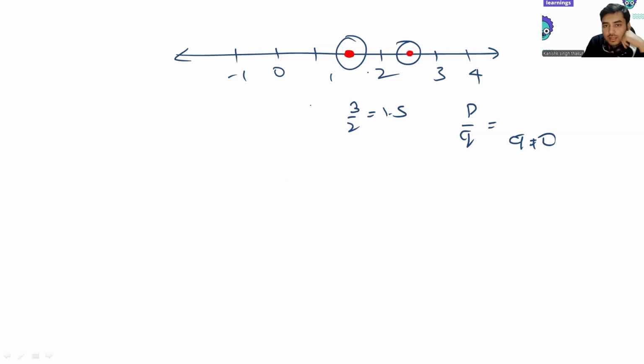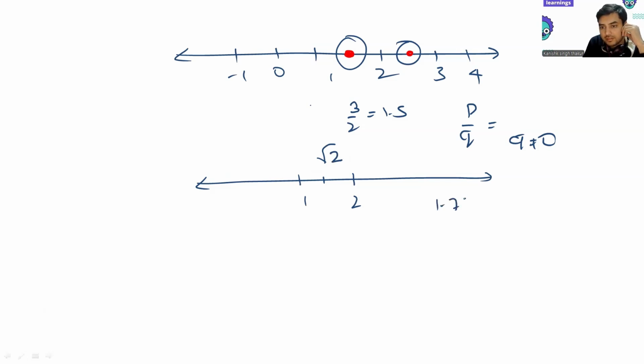But there are still some numbers which you cannot write in fractional form, and they do not repeat either. These are your irrational numbers. So you have 1 and 2, and there are some numbers, like root 2 here. Non-repeating and non-terminating, right? 1.732, like this, the value will not repeat or terminate. Pi is one of those numbers. So these are irrational numbers.